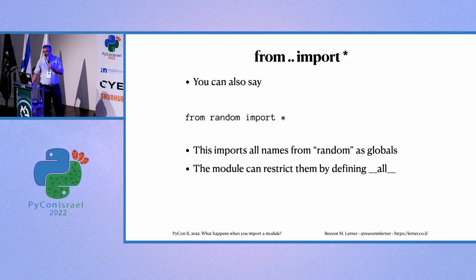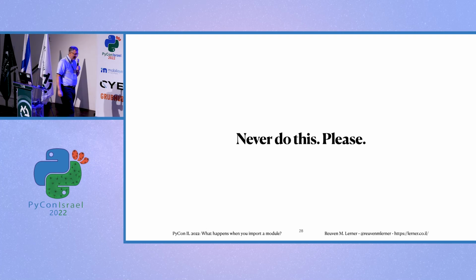Here's something else you can do. You can say from random import star, and this imports all names from random as globals. And by the way, the module can restrict this a bit by defining dunder all. I have a little bit of advice about this. Please never do this. It's terrible.